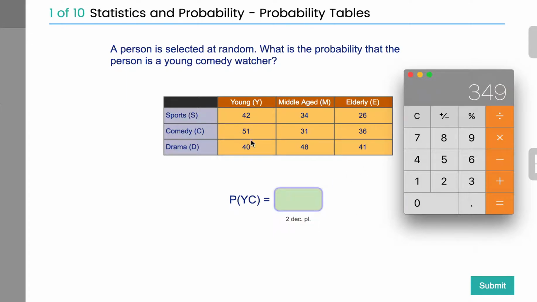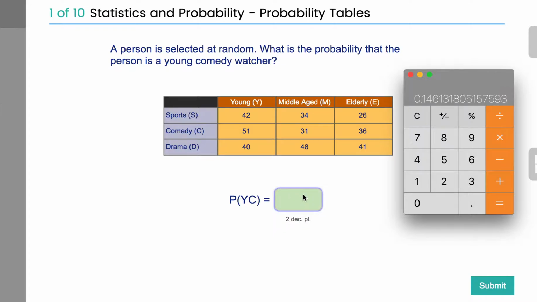How many of them like comedy? 51. And in maths, 51 out of 349 is written as a fraction. You might know that. It's 51 over 349. And that as a fraction means divide it by. So 51 over 349 is 51 shared between 349. So it's 51 divided by 349. And that tells us the probability that they are a person who likes comedy.